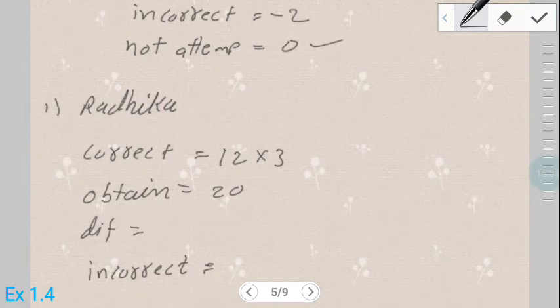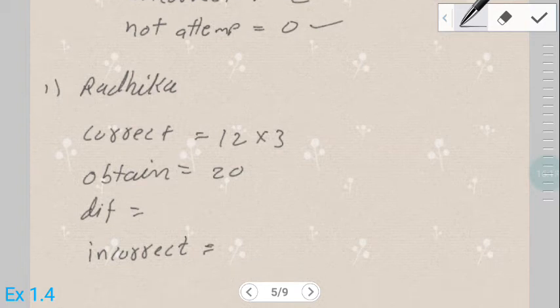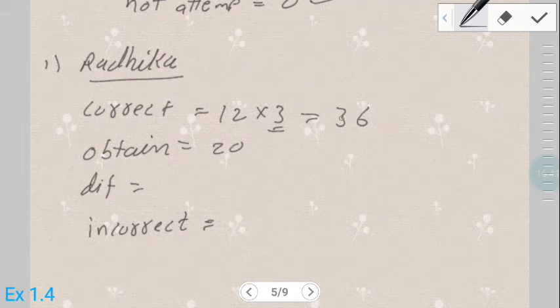So the first case is that Radhika scored 20 marks. If she has got 12 correct answers, how many questions has she attempted incorrectly? So let's calculate for Radhika. She answered 12 questions correctly. For the correct answer she gets 3 marks. So 12 threes are 36. That means she obtained 36 marks by answering those 12 questions correctly.